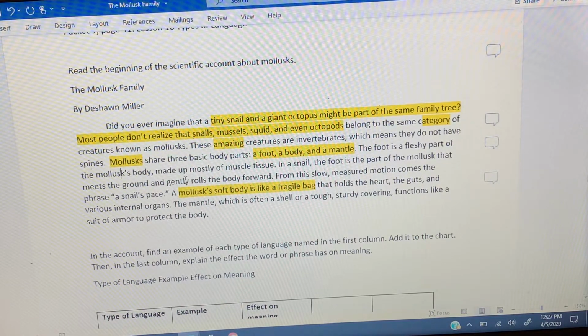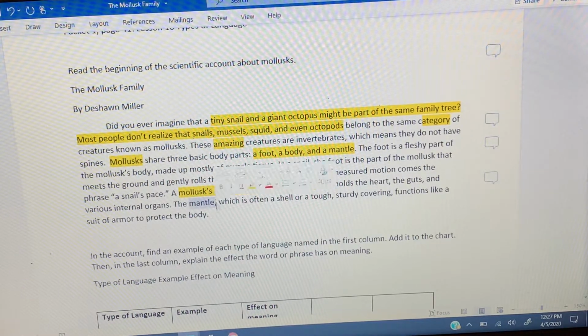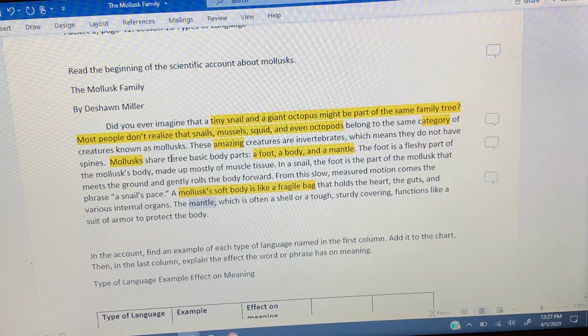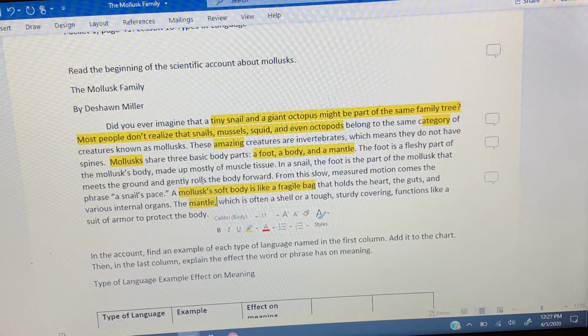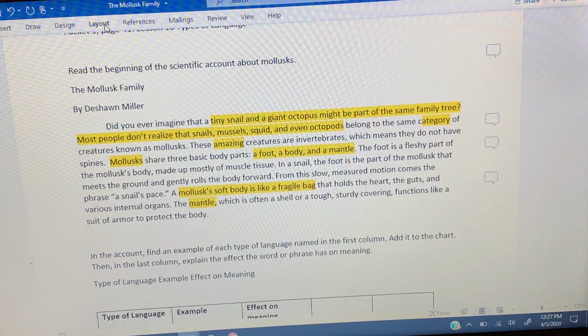The mantle, and this is another technical term, the mantle, which is often a shell or a tough, sturdy covering, functions like a suit of armor to protect the body. So with mantle, we get an example of another technical term. That's a word used specifically by biologists.